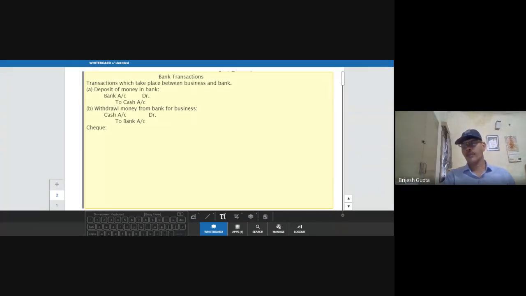Okay. So this we are discussing. We started with opening of an account in the bank. So do you know how many types of accounts can be opened in the bank?